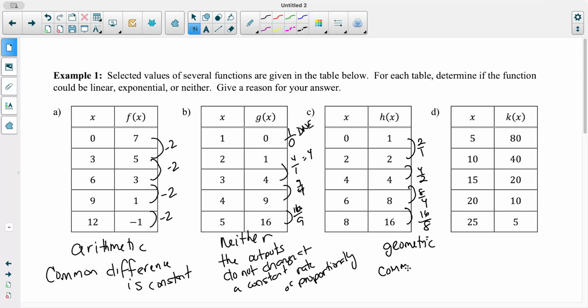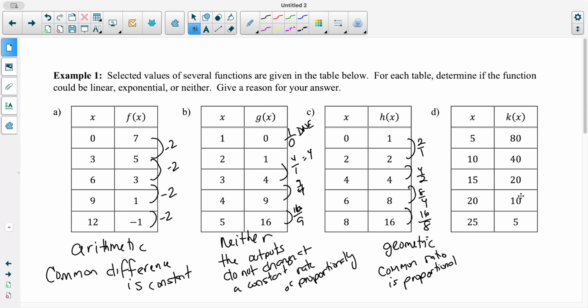Your common ratio is proportional. We don't know what the common ratio is because these are not going by ones as far as your x values, but your common ratio is proportional, or you could say your output values are proportional with, again, equal length input intervals. Always, always, always, as far as that goes. Okay, so the next one.